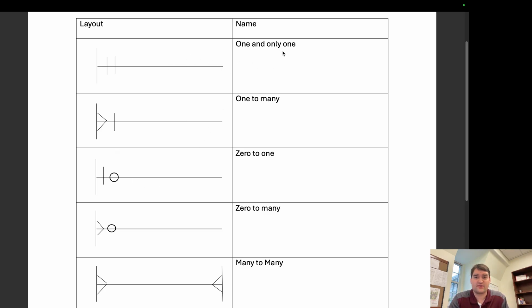So looking over these, we can see 1 and only 1. That's saying that this is required and can only have one instance of that relationship. We have 1 to many, where we're saying that it's required and there's an unlimited maximum. We also have 0 to 1, where it's optional but can only have one instance of the relationship. We have 0 to many, where it's optional but we can have many instances of the relationship. And then finally, we have many to many.